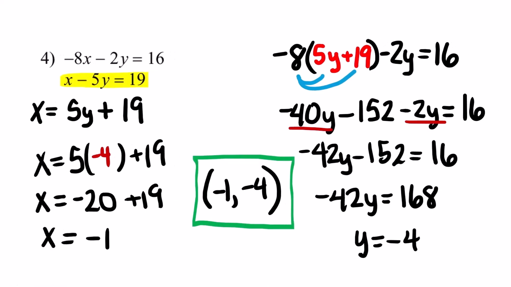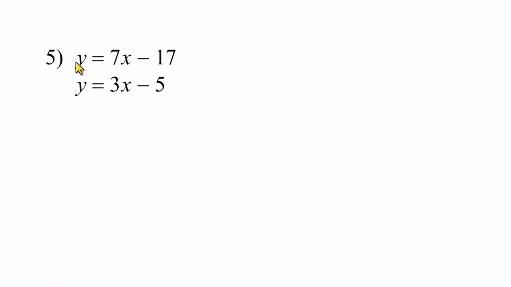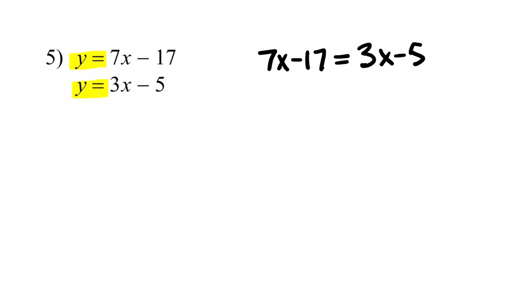You are done. Sometimes you see problems like this where it's a system of equations, but they're both solved for y, so you don't know what to do. Well, if y equals two different things, it must mean these things are equal to each other. So that's the setup. Now you have an equation with a variable on both sides.